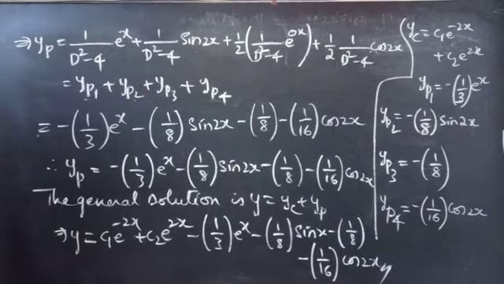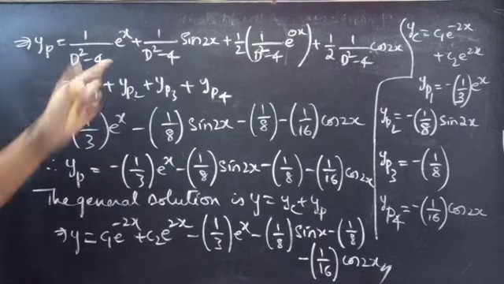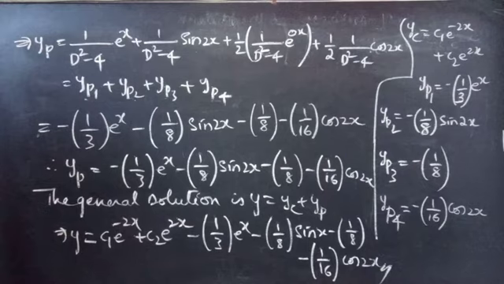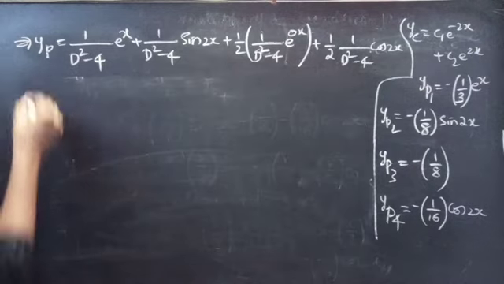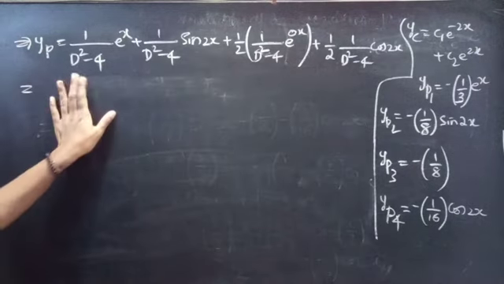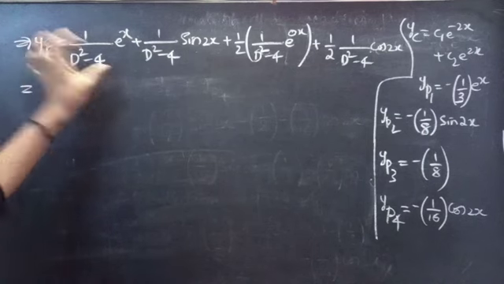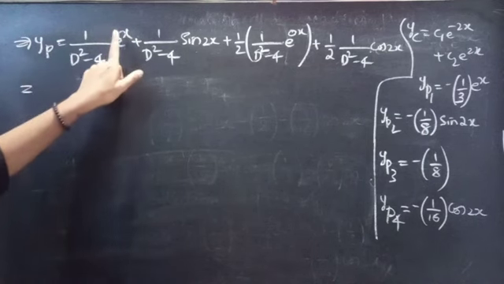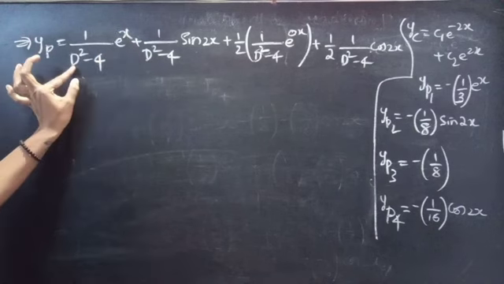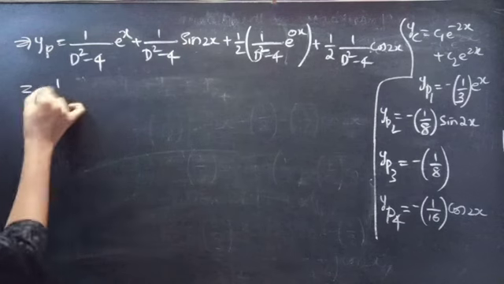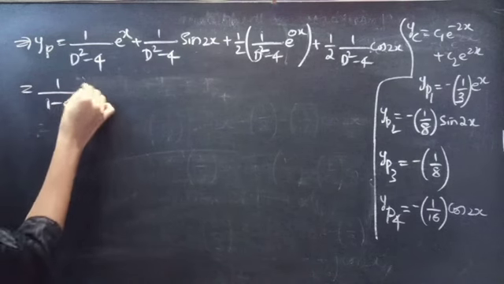This completes the problem. Now let's see how to find yp directly without taking iterations. In the first term, the denominator we are having is d squared minus 4. This is of 1 by f of d into e power ax form. For a equals 1, if we replace d by 1, we'll get 1 minus 4, which is non-zero. So we can just write directly.